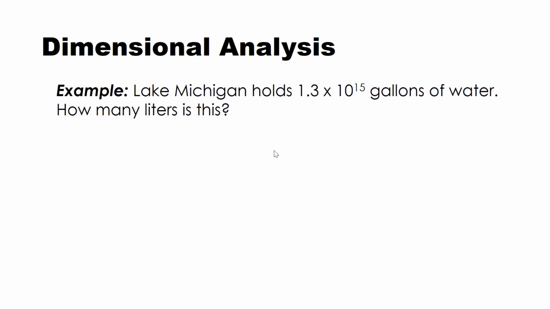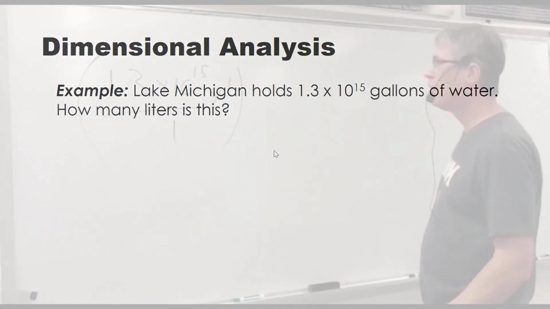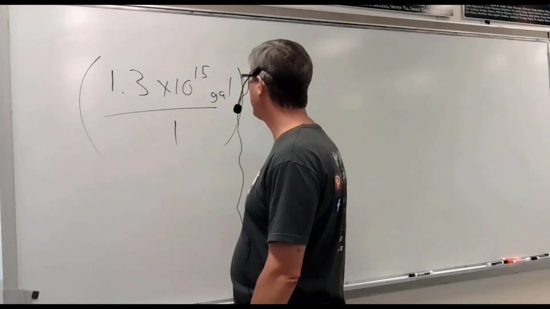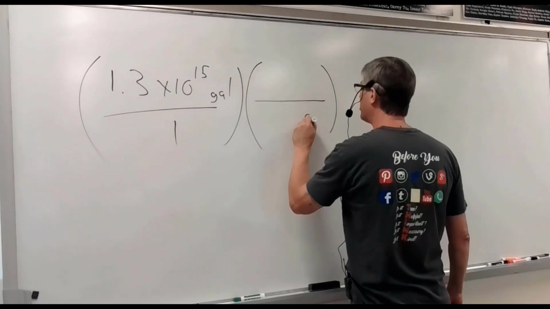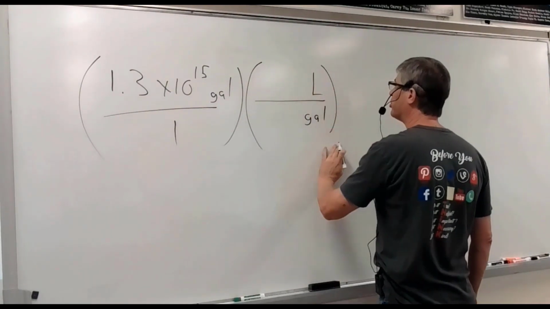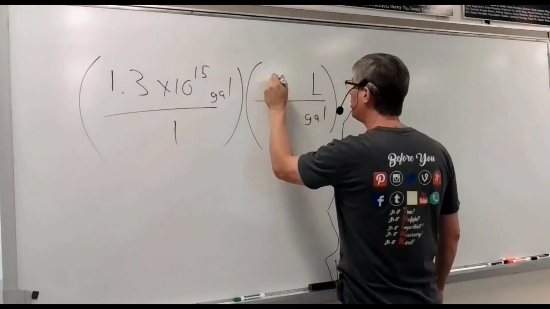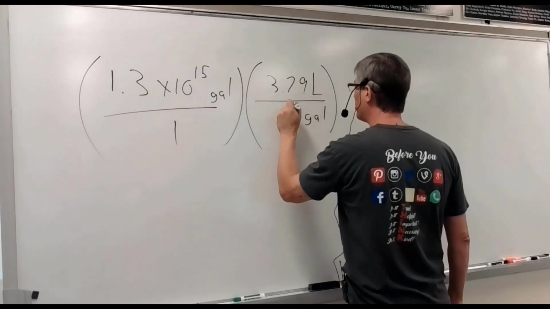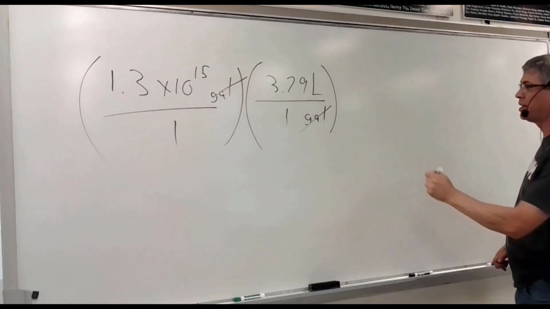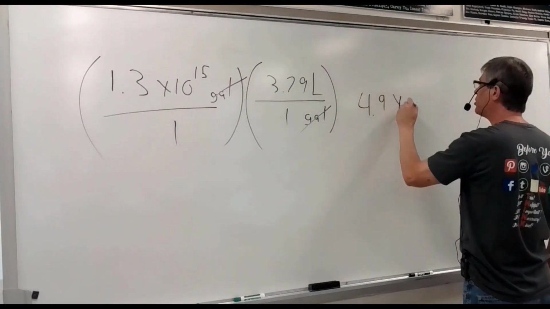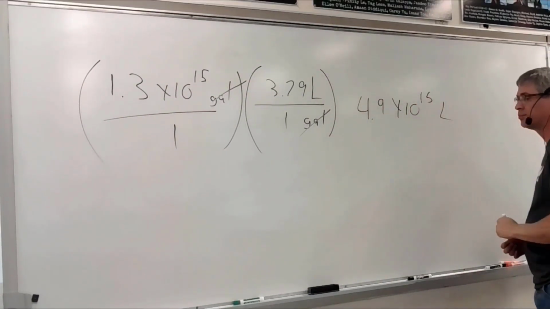Okay, another problem, and I know you're enjoying these and we just can't get enough. Lake Michigan holds 1.3 times 10 to the 15th gallons of water. How many liters is this? So your conversion factor here is there are 3.79 liters in 1 gallon. We have 1.3 times 10 to the 15th gallons, and we're going to convert to liters. So we want gallons in the denominator so that it cancels, liters in the numerator. Gallon cancels gallon. Simple multiply, you get 4.9 times 10 to the 15th liters.